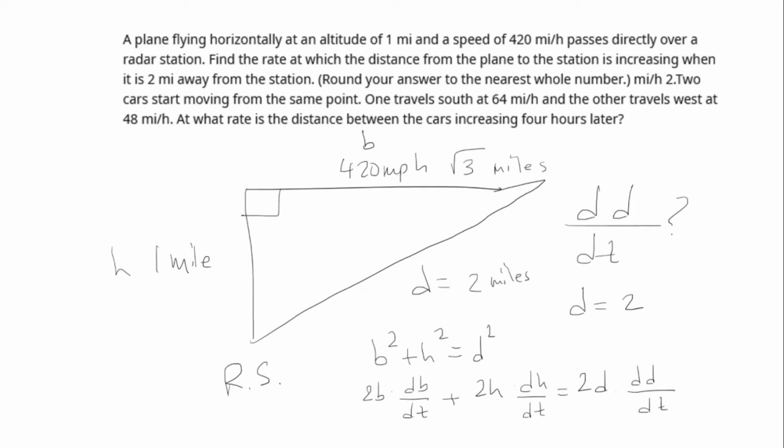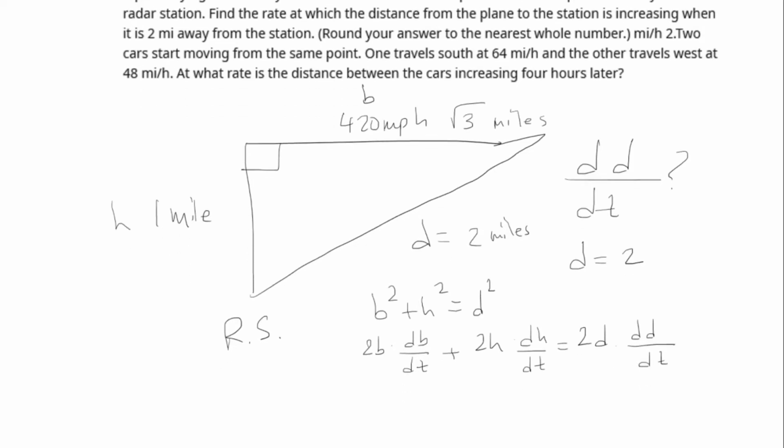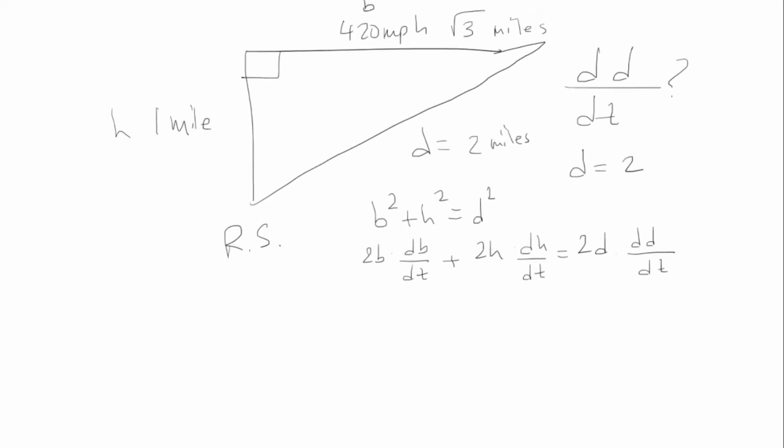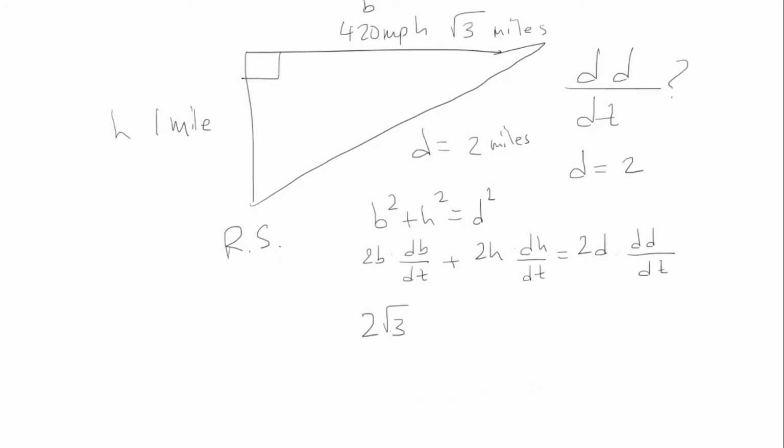Okay, so now it's just a matter of plugging things in. So 2b, b is the length of the base. So we said that is root 3, so it's 2 times root 3. db over dt is how fast the horizontal distance is changing. Well, the plane we said is going 420 miles per hour. The height is the altitude here, which is 1 mile.